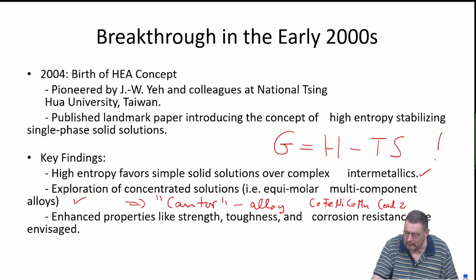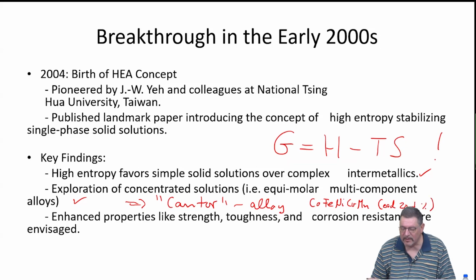So it's this alloy: cobalt, iron, nickel, chromium, manganese. Each has 20 atomic percent, and this really gives you a single phase solid solution. When you think about the literature, is it single phase solid solution everywhere? Everywhere means each temperature, each annealing time.